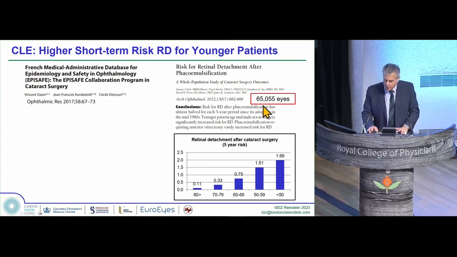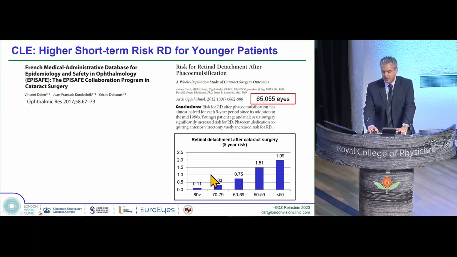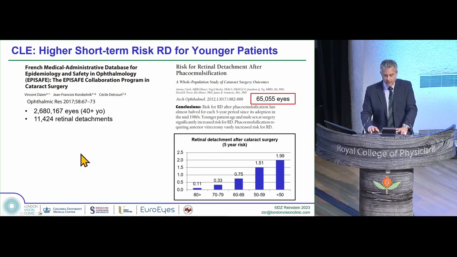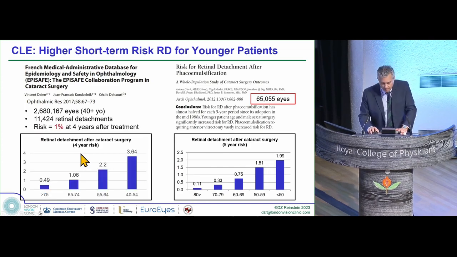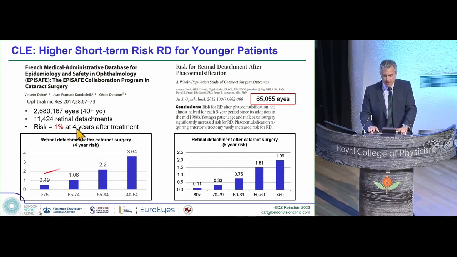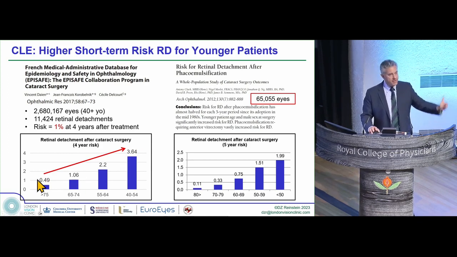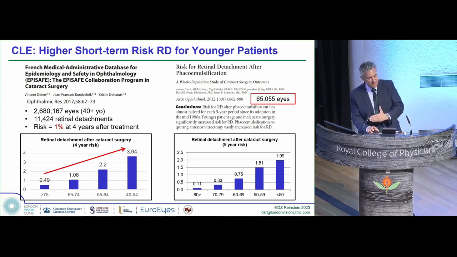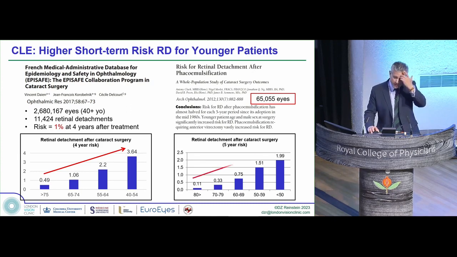Here's the New Zealand study, 65,000 eyes, showing a 20-fold increase in the chances of a retinal detachment 5 years after the phaco if you're operating on an eye that's 80 versus an eye that's 50. And the French study, with 2.6 million, they showed 1% risk at 4 years of a retinal detachment and the same age-related. So the older the eye, the safer the cataract surgery. So I say that to a lot of my patients.